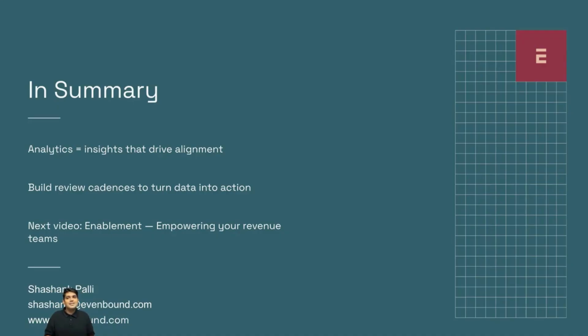Now, here's the thing: just establishing a consistent review cadence alone improves performance by 15 to 20%. It's not even about a specific metric, it's about discipline and accountability and visibility within your teams.